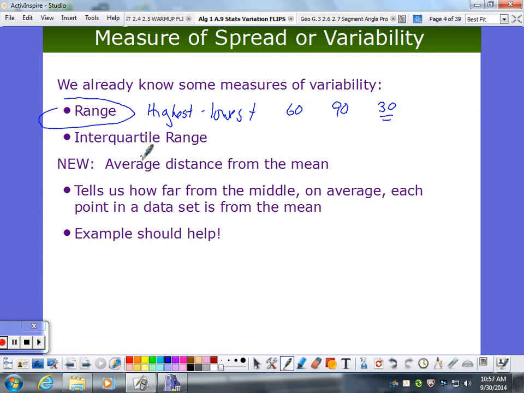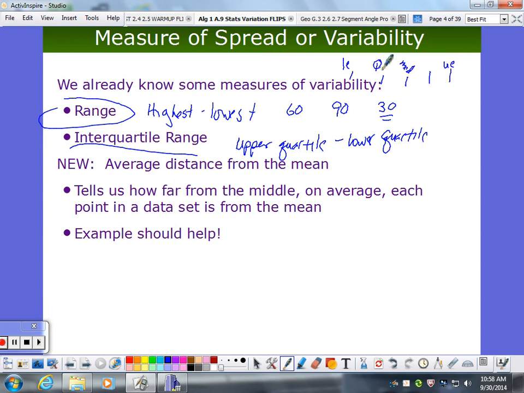And interquartile range, what's that? It's the upper quartile minus the lower quartile. What is that? The length of the box. Exactly. So if you have a box and whisker plot, remember there are 5 things you find? That's the lower extreme. That's the upper extreme. The median's right in the middle.